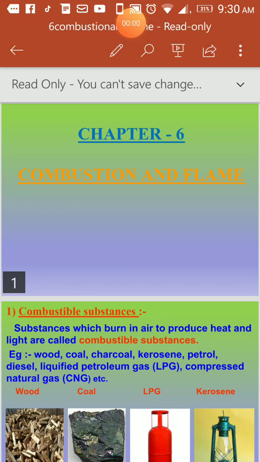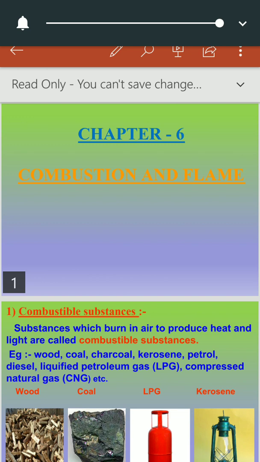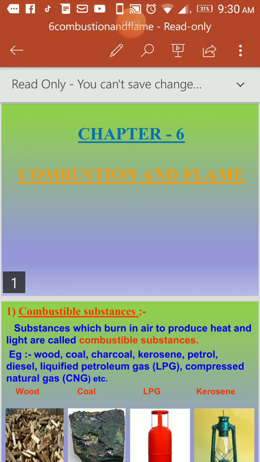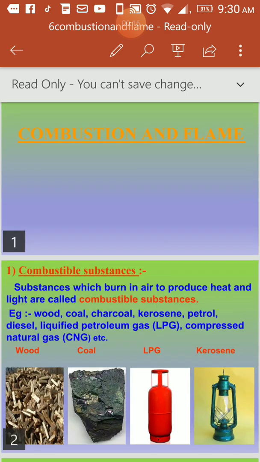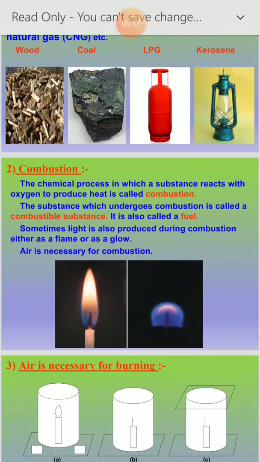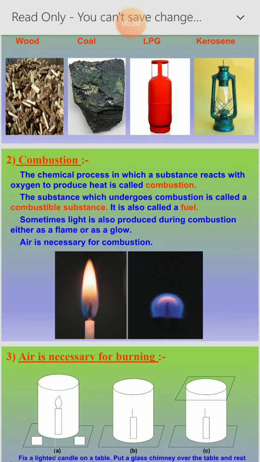Hello students. Today we are going to discuss the chapter Combustion and Flame, Chapter 6 of Science, Class 8. So what is combustion actually? Combustion is a chemical process in which a substance reacts with oxygen to produce heat.